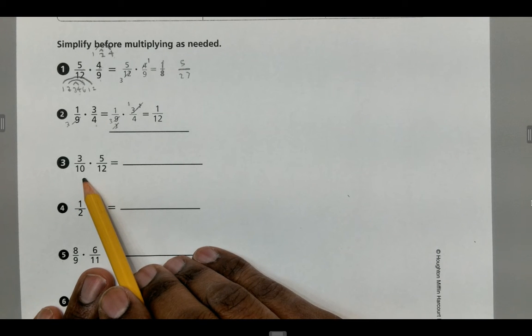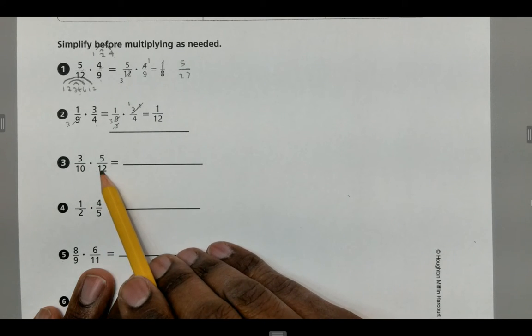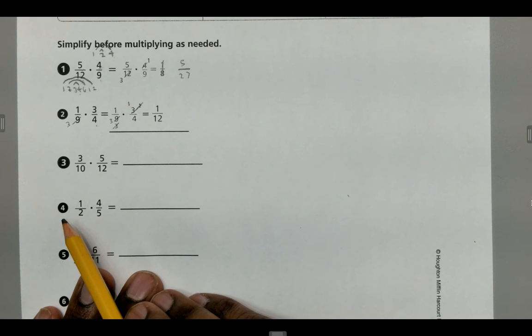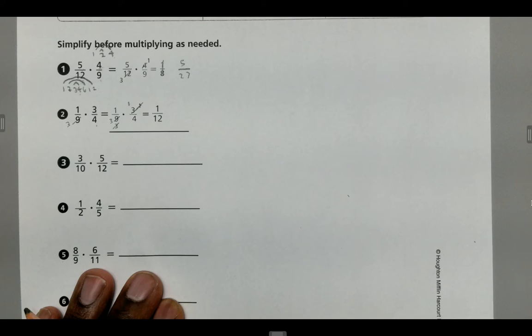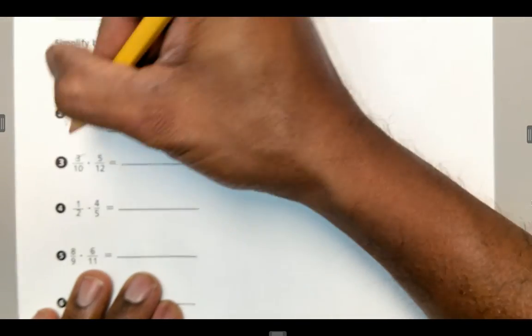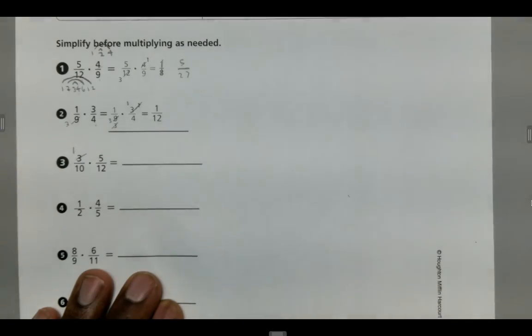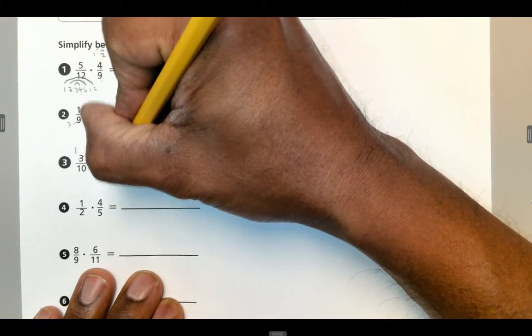Now, for number 3, we have 3/10 multiplied by 5/12. Let's look at the numerators that are diagonally across from the denominators. Do 3 and 12 share a common factor? If you said yes, you're correct. What is the common factor? The greatest common factor shared by these two numbers is 3. How many times does 3 go into itself? Once. How many times does 3 go into 12? 4 times.